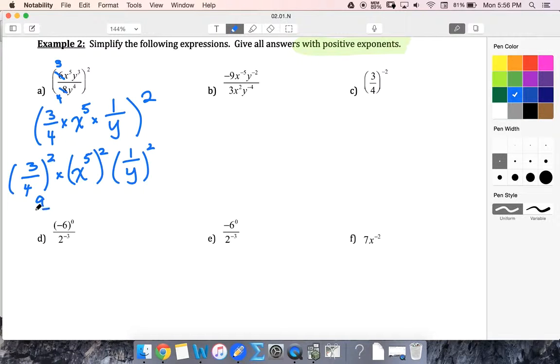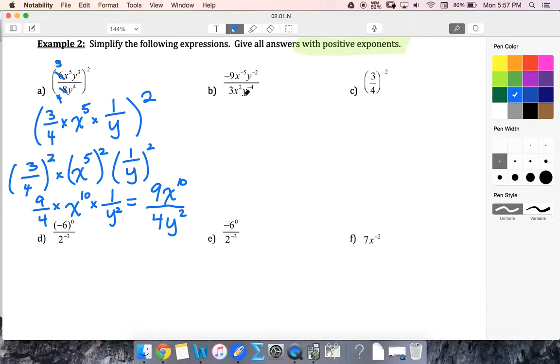3 squared is 9. 4 squared is 16. X to the 5th squared, that's x to the 5th times x to the 5th, or x to the 10th. 1 over y squared. 1 squared is 1. Y squared is y squared. Putting that all back together, this x to the 10th is really up top in the numerator. 9x to the 10th times 1. I don't need that times 1. In the denominator, 4 times y squared. So that's a big one. I would encourage you to go back and try that on your own and make sure you got all that.